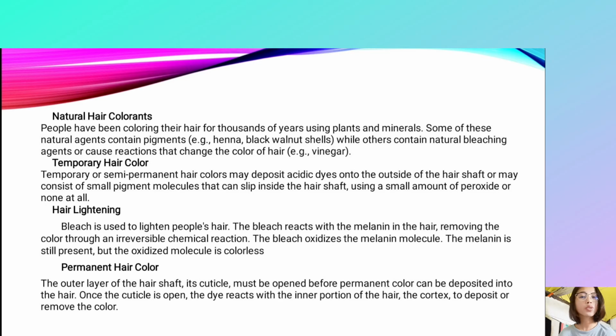So, the bleach reacts with the melanin in the hair, removing the color through an irreversible chemical reaction.